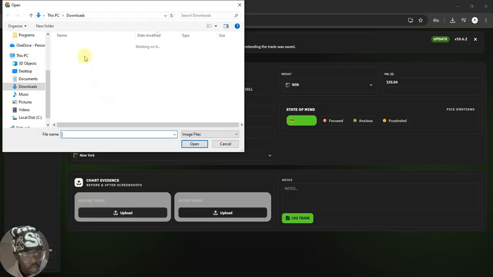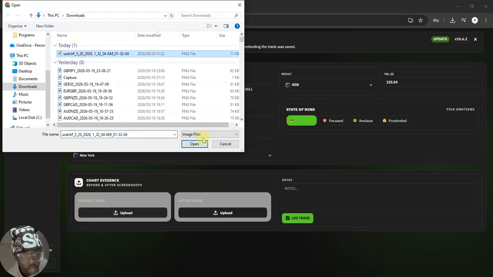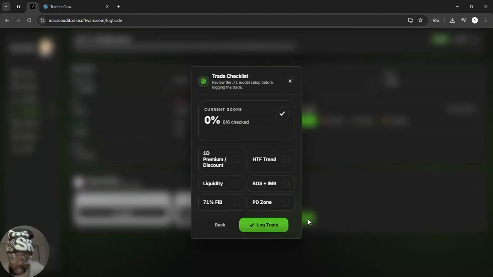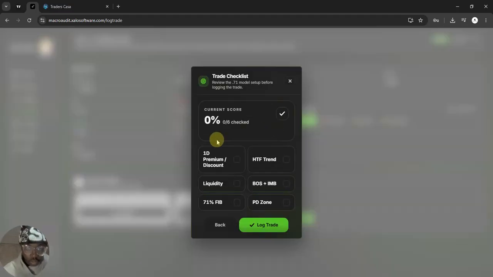Uploading the picture. There it is. Locking. And yeah, everything was ticked. I ticked everything with y'all. The premium discount: we saw discount in the highest time frame, but premium in the daily time frame. Higher time frame bias was followed, which was bearish. Liquidity was there, but it was taken actually because we're trend line liquidity.